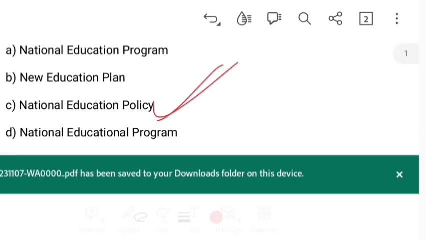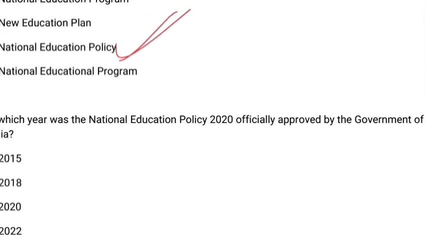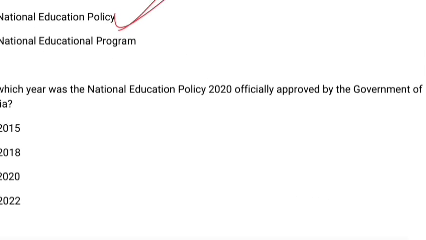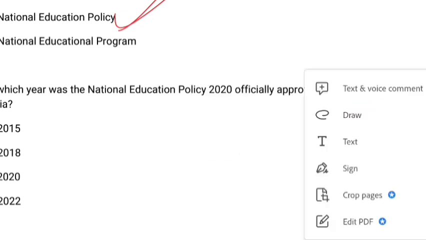You have seen that. Similarly, number 2 says, in which year was the National Education Policy 2020 officially approved by the Government of India? 2015, 2018, 2020, 2022. From the question itself, we can make out that it is 2020. NEP 2020.